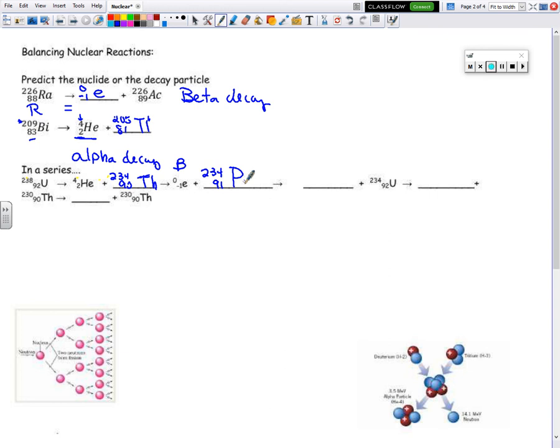Protactinium, Pa. I didn't want to put Pr. So now we have this new nuclide, protactinium. It's going to undergo a decay which produces uranium again. So we have to pick the type of decay here. What do we add to 234 to get 234? That is 0. What do we add to 91 to get 92? That is negative 1. So that's going to be a beta decay.